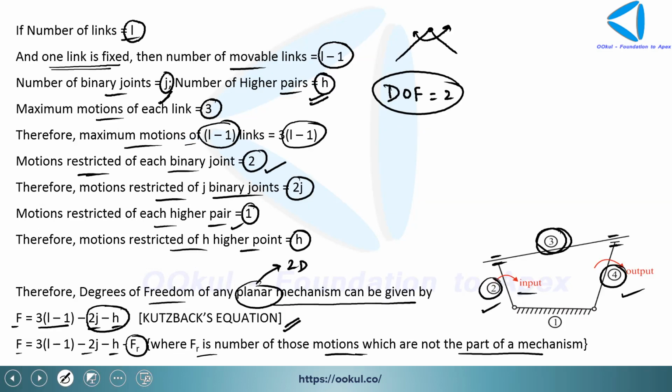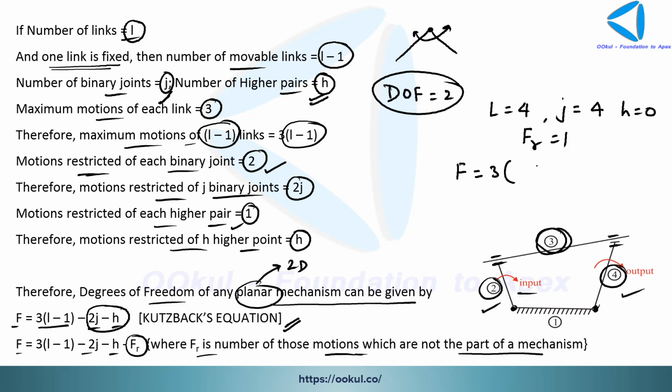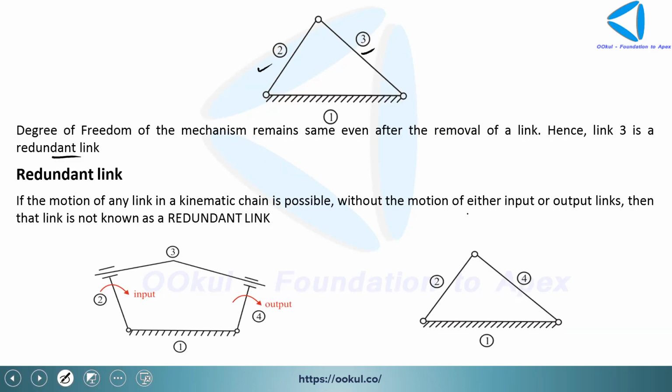Okay, so let us say here in this example I am talking about, we have the total links as 4. The number of binary joints is equal to how much? This is 1, this is another, second, third and 4. And we have H, that is higher pairs, equal to 0, and we have FR equal to 1. So if we find out the degree of freedom, that is 3 into L minus 1, that is 3 into 3, minus 2 into J, minus 1. So it becomes 3 into 3 is 9, 9 minus 8 minus 1. So this becomes equal to 0. Okay, and now see, now simply if we do it this way, here we have the number of links equal to 3.